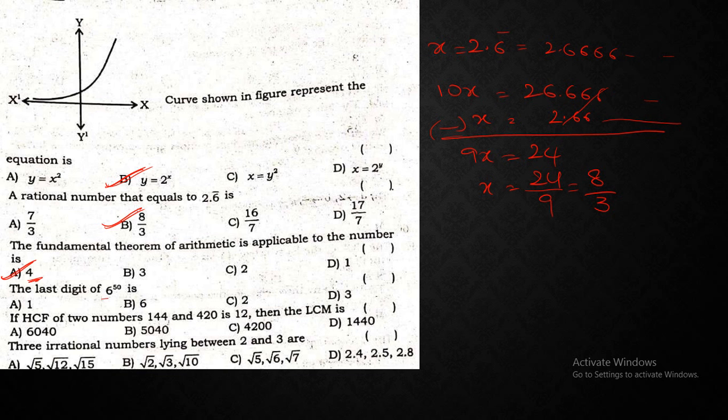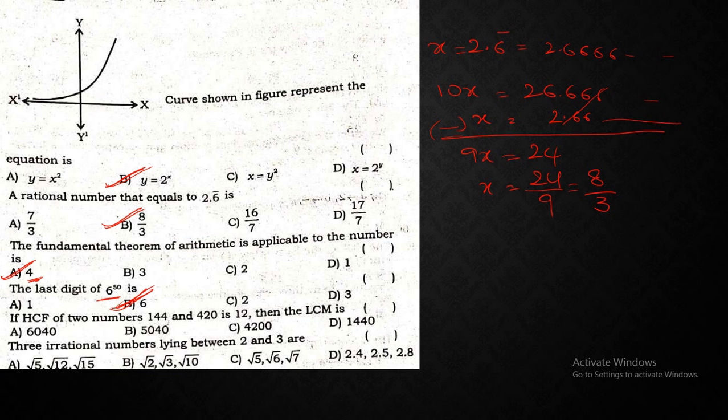Next, the last digit of 6 power 50. Powers of 6 always end with 6 only. So the answer is 6, because 6 power 1 is 6, 6 square is 36, 6 cube is 216. All these numbers end with 6, right? So powers of 6 always end with 6 and powers of 5 always end with 5. These two things you need to remember.